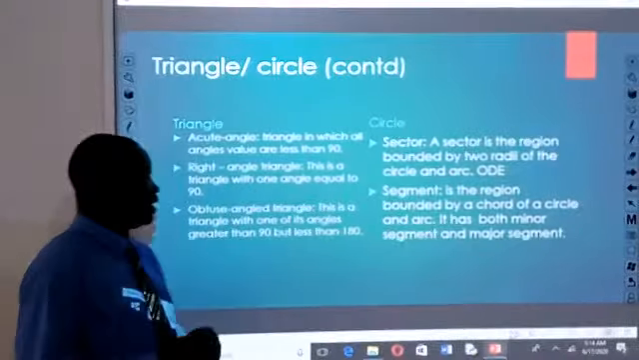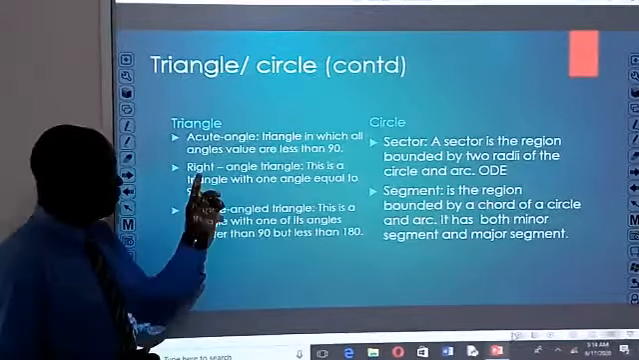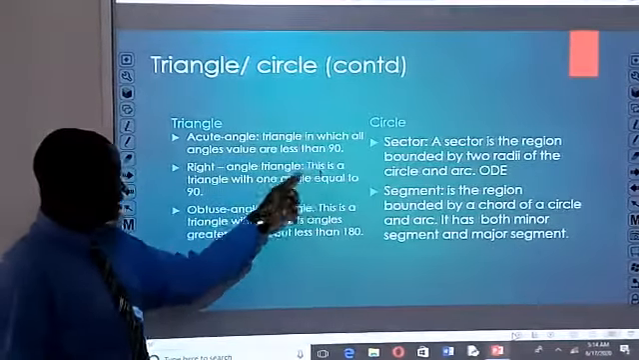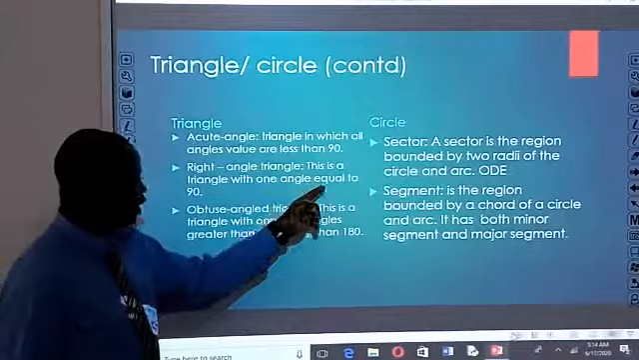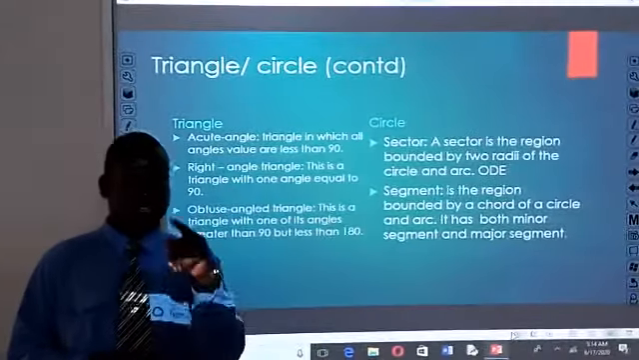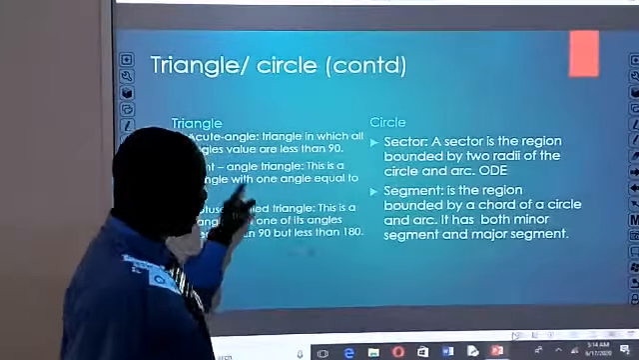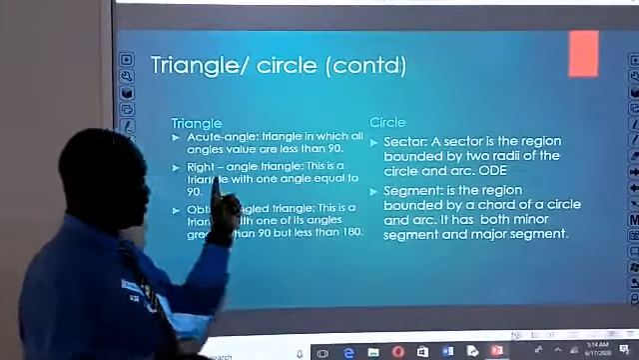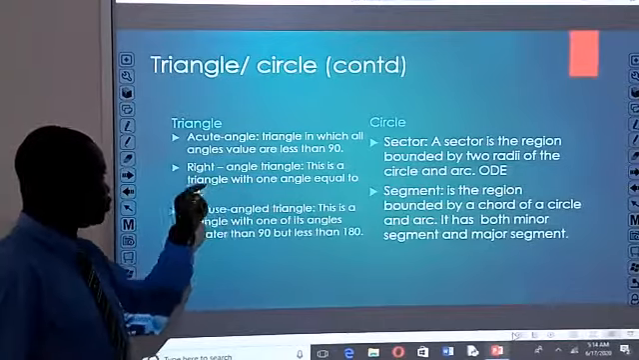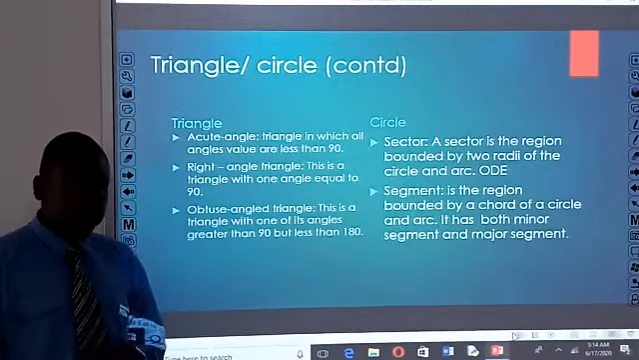Now let's look at the right angle. A right angle triangle is a triangle with one angle equal to 90. When you say the same is equal to the same, you know it's 90 degrees. So therefore, 90 degrees equals 90 degrees. Yes, you are talking about a right angle triangle.